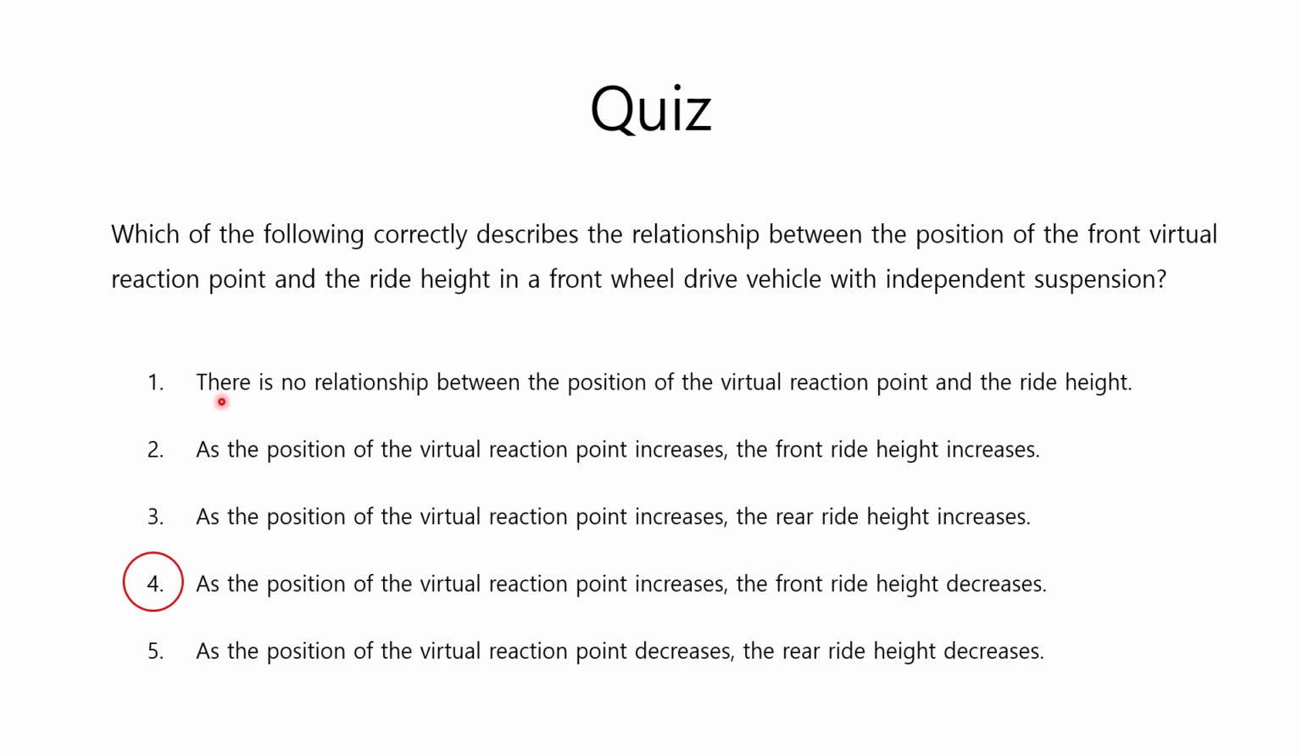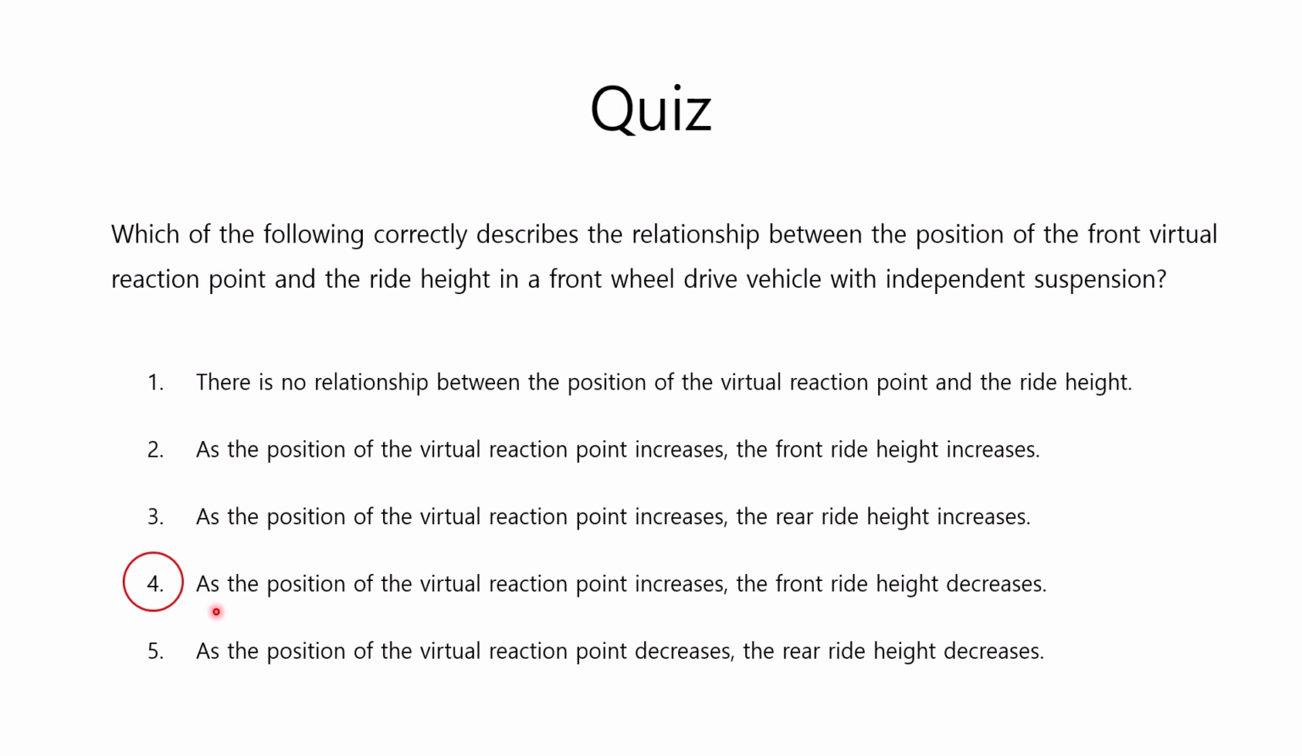1. The position of the virtual reaction point and the ride height are directly related. 2. As the position of the virtual reaction point increases, the front ride height decreases. 3. The position of the front virtual reaction point and the rear ride height are unrelated.